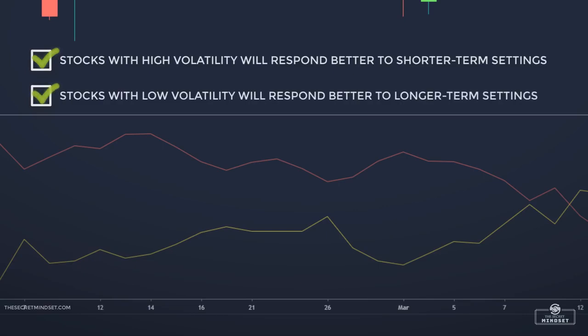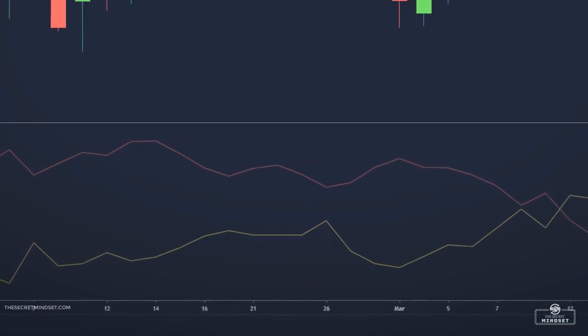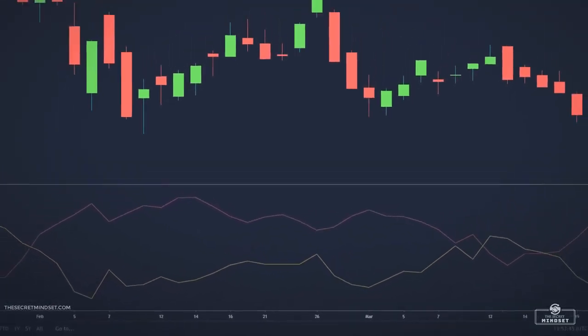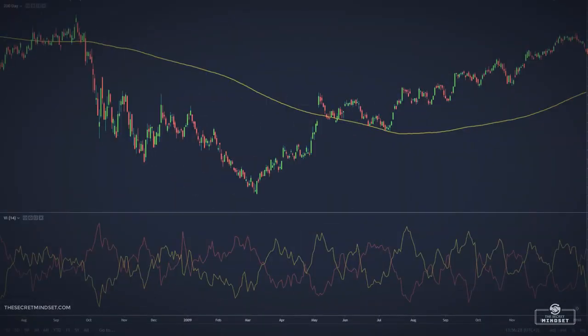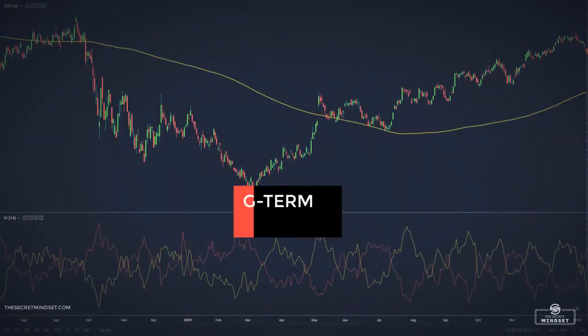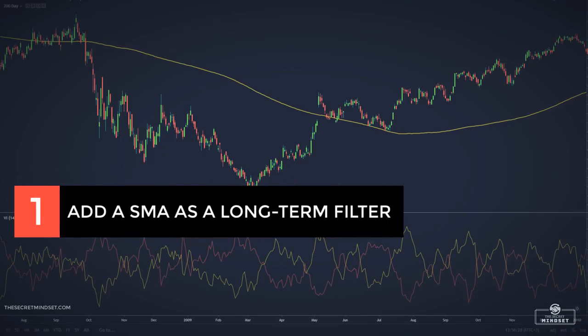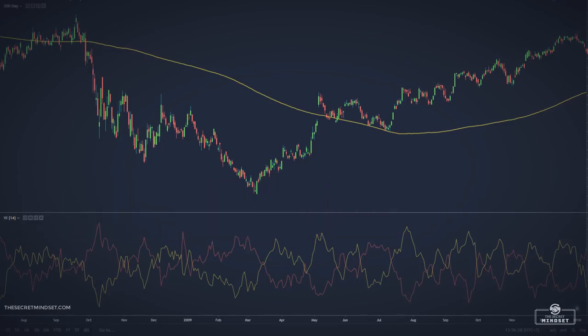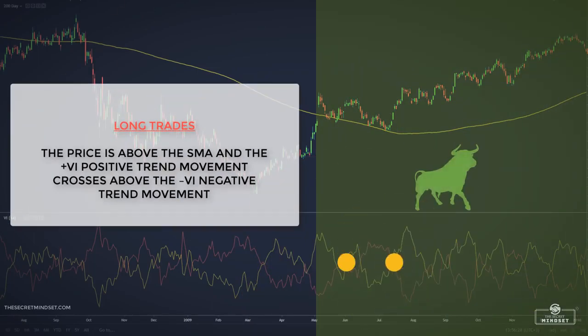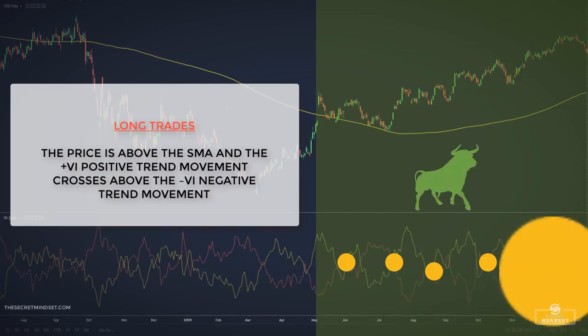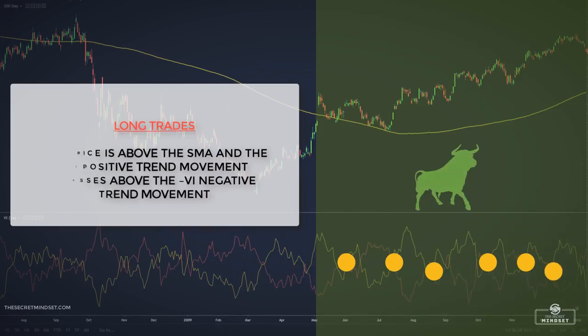As with most indicators, the Vortex one works better when used with other studies and filters like price action, for example. A first filter is adding a simple moving average to the chart to act as a long-term trend filter. You open long trades if the price is above the simple moving average and the positive trend movement crosses above the negative trend movement, signaling an active uptrend.